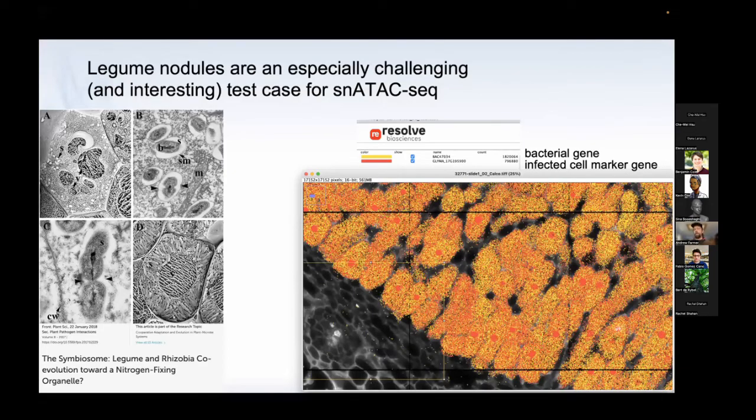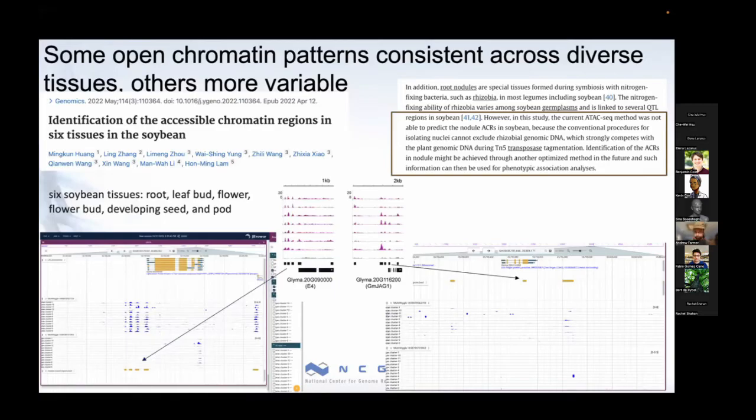So the presence of all this bacterial DNA, it's kind of interesting that the cell walls of the bacteria in this context are actually permeable enough, apparently, that you lose a lot of data to the bacterial DNA. And this has been seen by others who've looked at or tried to look at ATAC-seq data in the context of nodule.